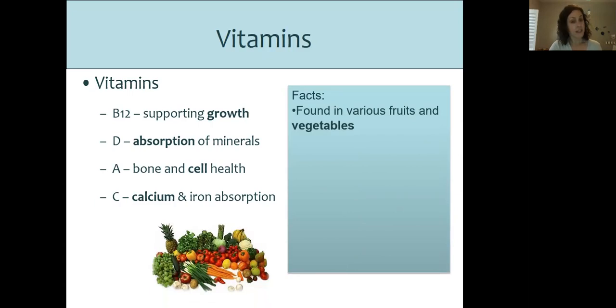The great thing is that vitamins are in lots of yummy things like fresh fruits and vegetables. It's best and most nutrient dense when it's raw. And what I mean is the fruits and vegetables.